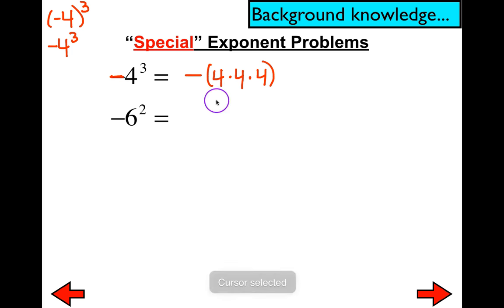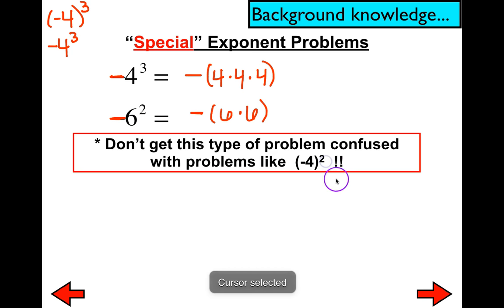Let's look at another example. So here, what if I have a negative 6 squared? Again, my base is positive. Otherwise, there would be parentheses here. So I'm going to go ahead and write 6 squared as 6 times 6. However, there's a negative on the outside, so I'm going to make sure I still have it here.